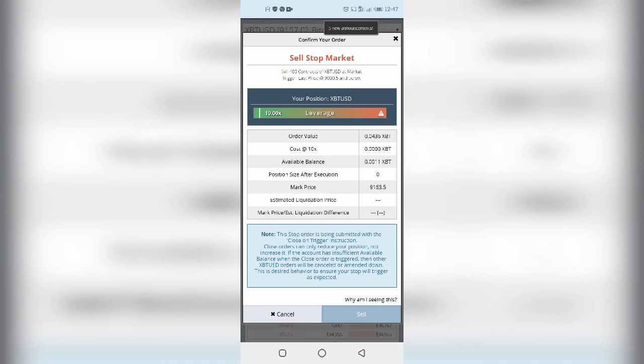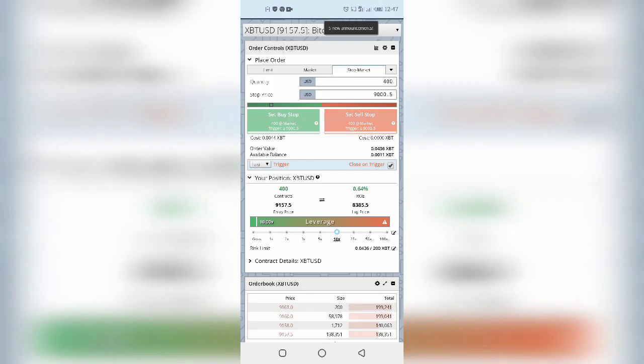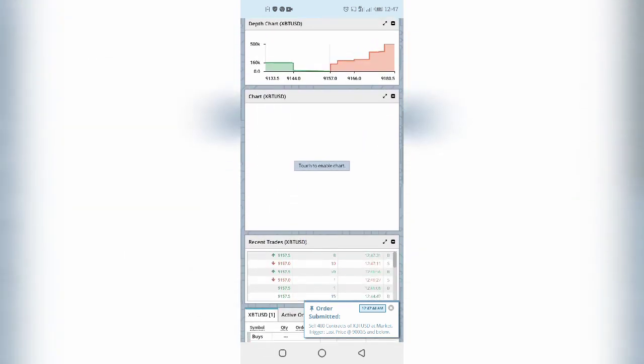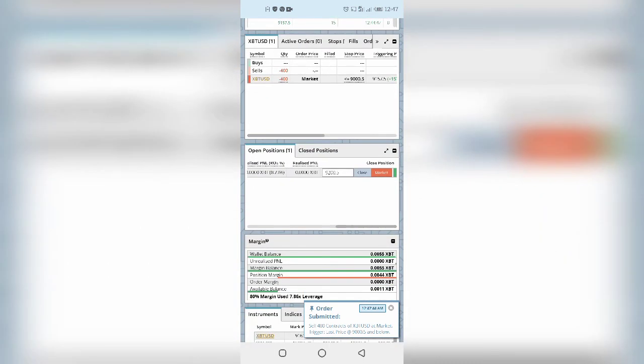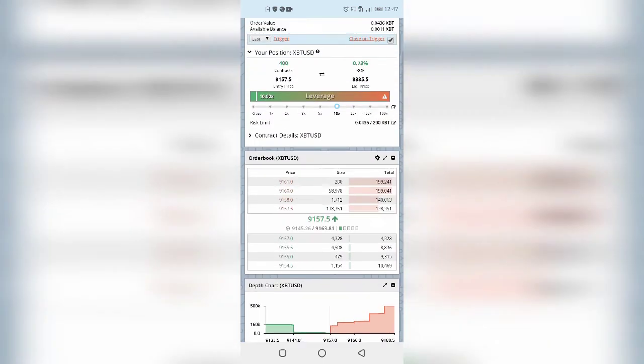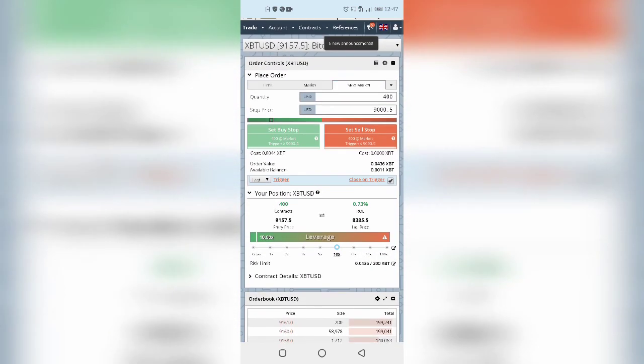Now another way to know that you set everything correct is market price, liquidation difference will have no value. Estimated liquidation price will have no value. Position set after execution will have no value. Cost will have no value. This is showing you that it's on point. If you are setting a stop loss and these fields have values in them, know that there's something you're not doing right. So you can click sell. Then you set your stop loss. So now you have both your take profit at 9.2 and you have your stop market at 9,000.